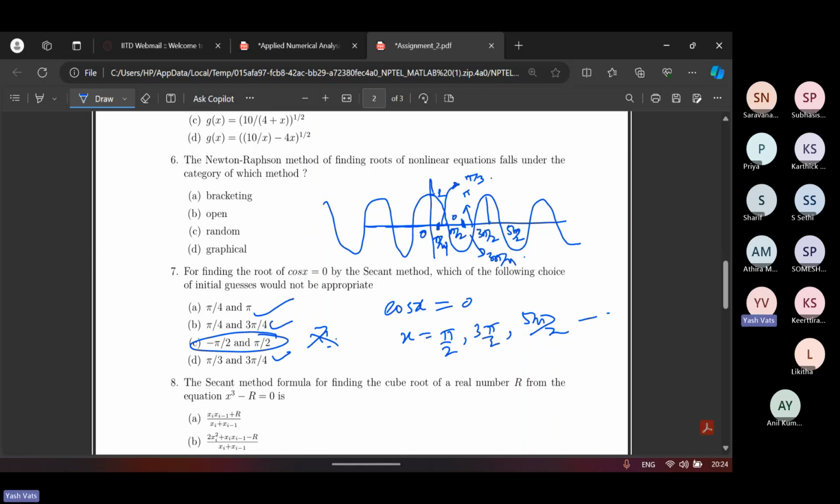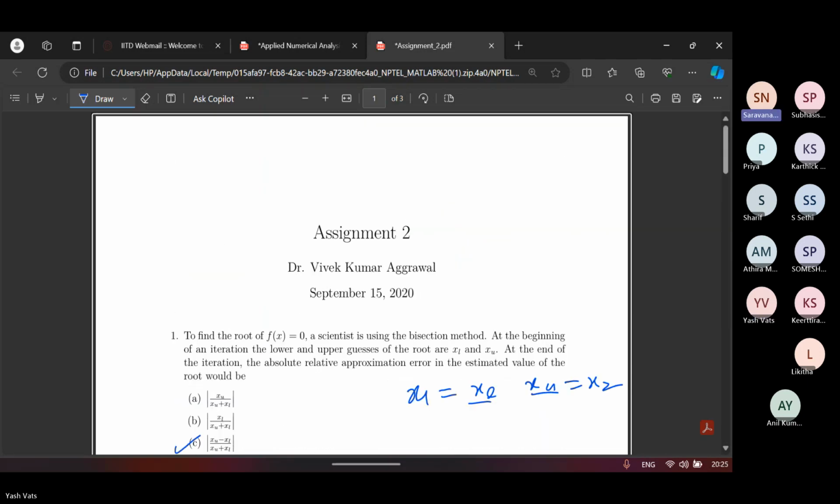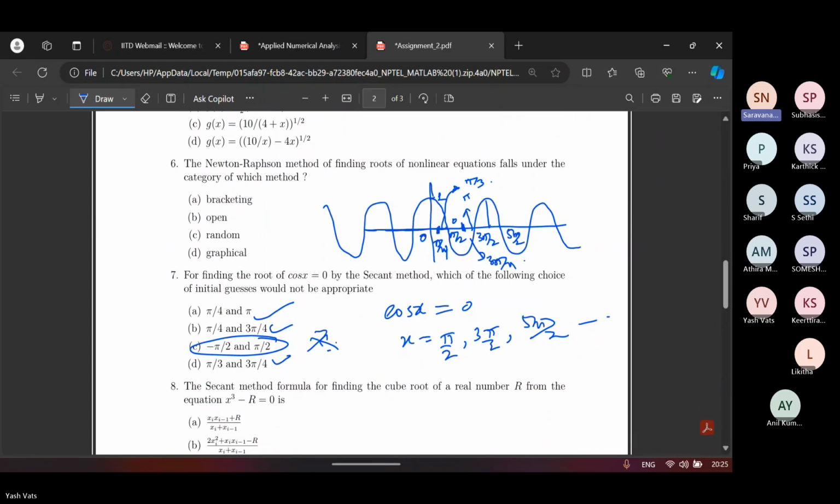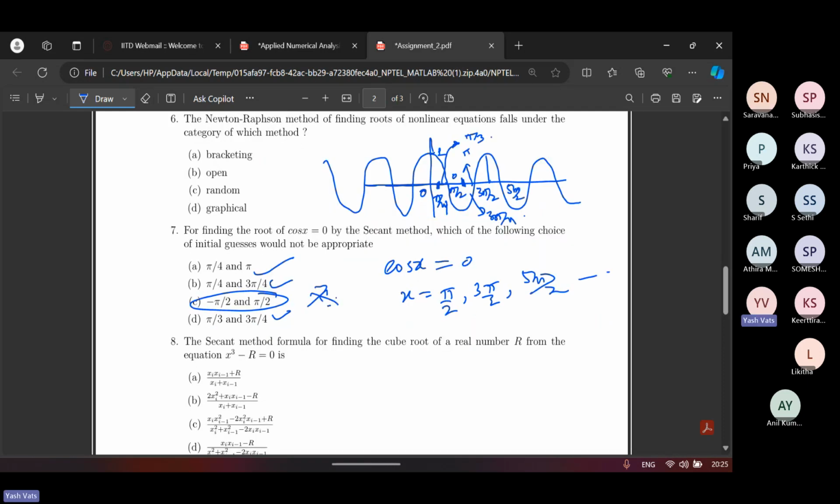But these are just the roots. Cos pi by 2 is 0. We can't choose a value which is just the root. It's false. We can't do that. There is a condition here: we are trying to select which of these will not be the initial guess. For the initial guess, it should be very close, but we can't take exactly the root value. So C must not be the case. For other values, you can just try and check, but they should work.